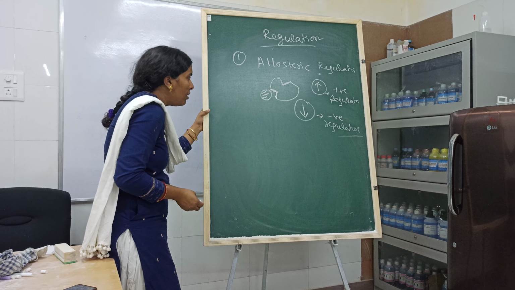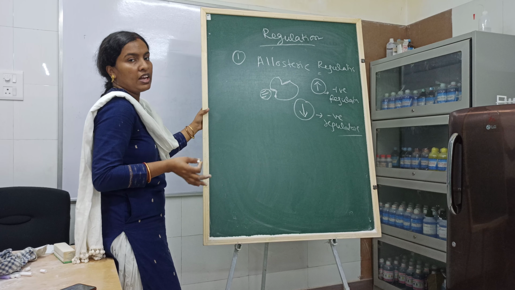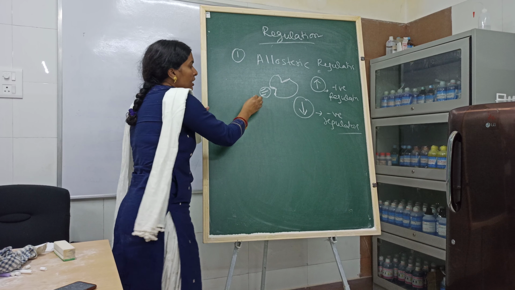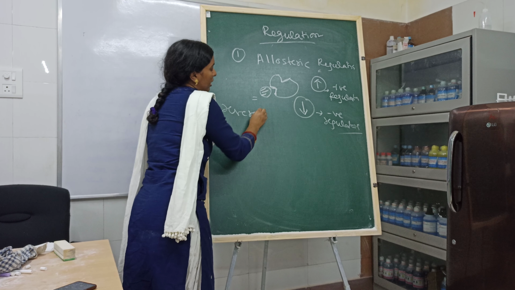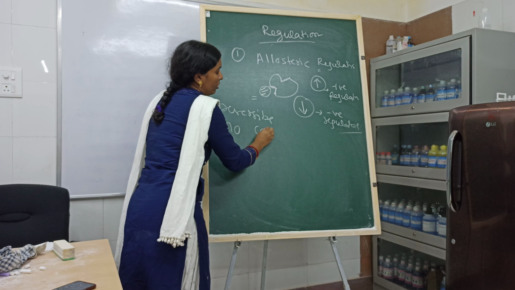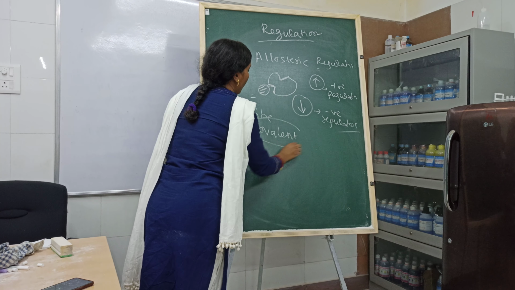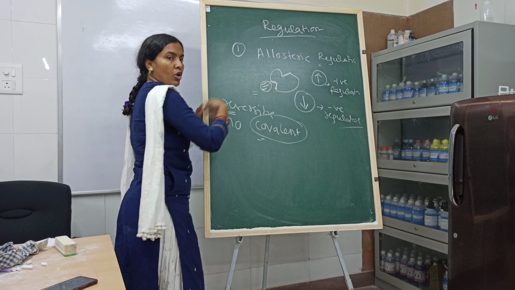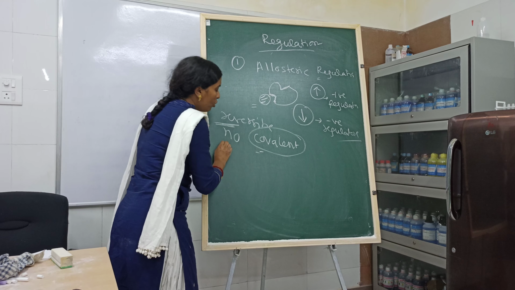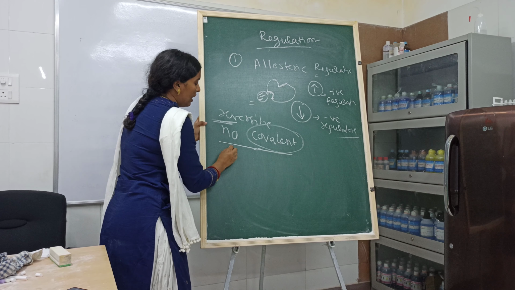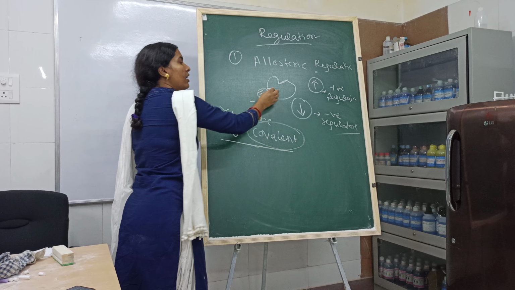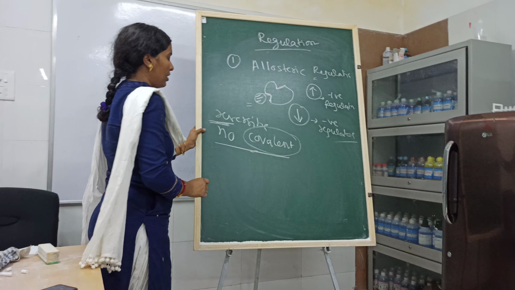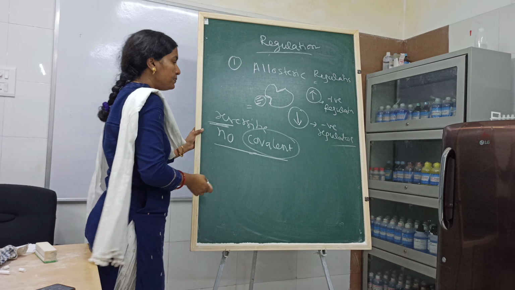This type of regulator can increase or decrease the rate of reaction. They bind at a site other than the active site. This binding is reversible, with no covalent bond formation, and it can be easily broken off. The site may or may not be adjacent to the active site. They can increase the rate, they can decrease the rate.